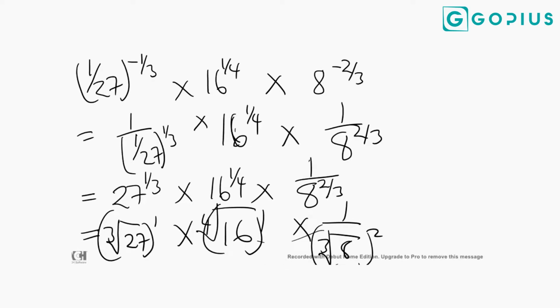Alright, so this is equal to, now the cube root of 27 is a number that when we multiply 3 times, we still have 27. Cube root of 27, you multiply 3 times, you have 27. So the cube root of 27 will give us 3. 3 raised to the power 1, the power there was 1, times the other one, the 4th root of 16, all raised to the power 1.